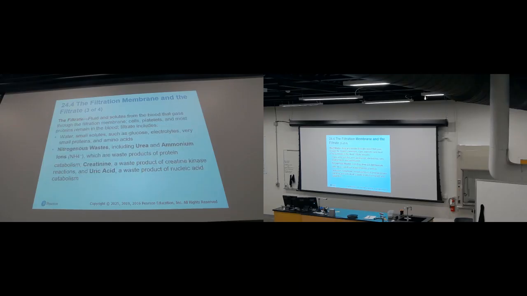So this filtration membrane is just like the respiratory membrane. It's made by three layers: the basal lamina in between, sandwiched by the simple squamous epithelium of the capillaries and the simple squamous epithelium of the visceral layer of the capsule, which is the podocytes.